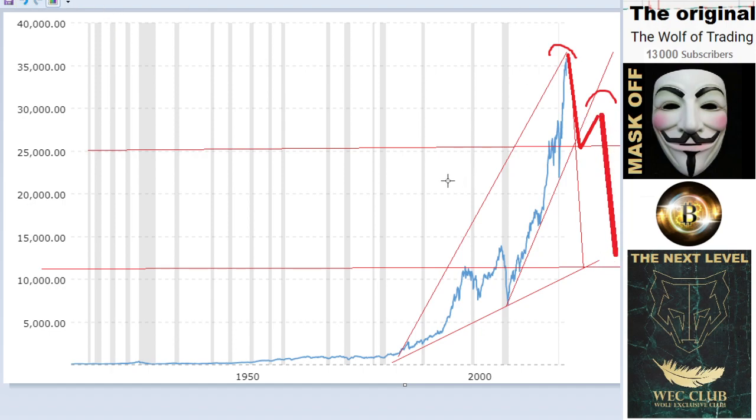The 10,000, we will reach this, 10 or 15,000. Look, why will we reach this? Because we have here a long-term trend line. This fat line here is important. So we will reach this, but not yet.